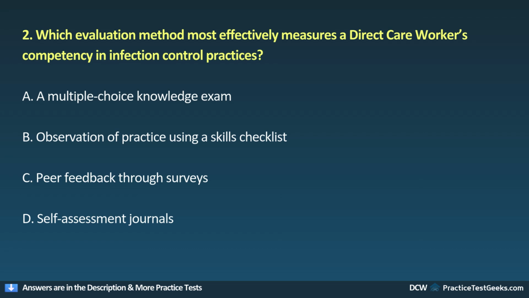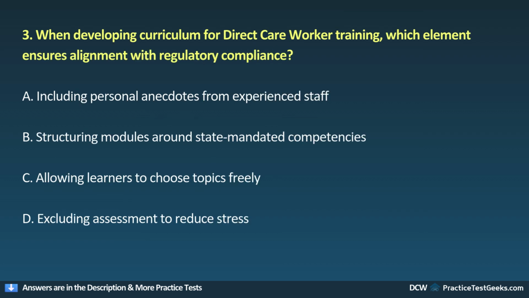2. Which evaluation method most effectively measures a direct care worker's competency in infection control practices? A. A multiple-choice knowledge exam. B. Observation of practice using a skills checklist. C. Peer feedback through surveys. D. Self-assessment journals.